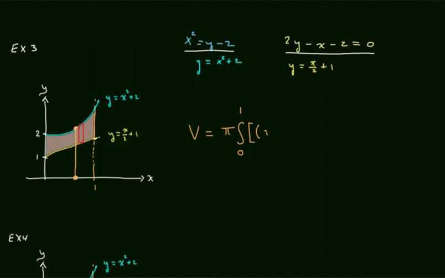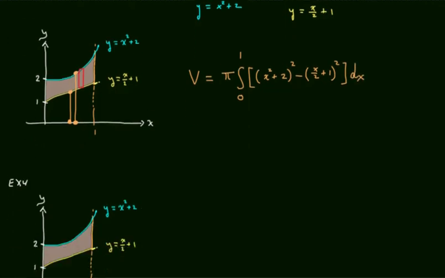So I have x squared plus 2 is my outer radius, the parabola. And then the inner radius is going to be from the yellow line to white, and that's just (x over 2 plus 1) quantity squared. The thickness of the rectangle, the thickness of the washer, is dx.